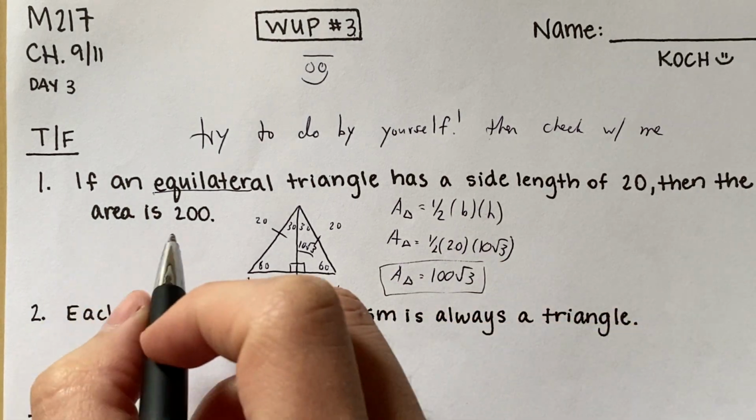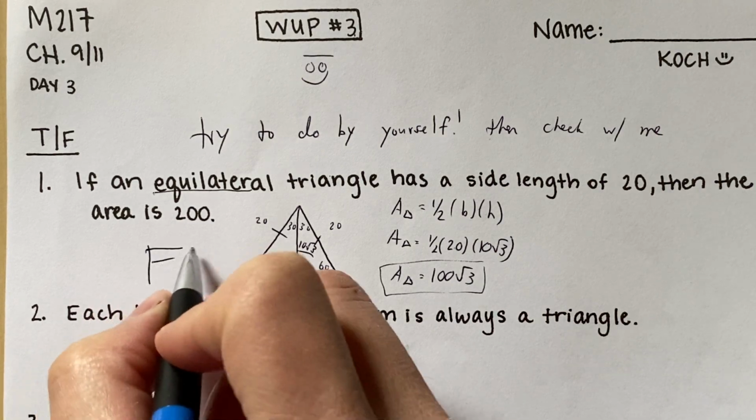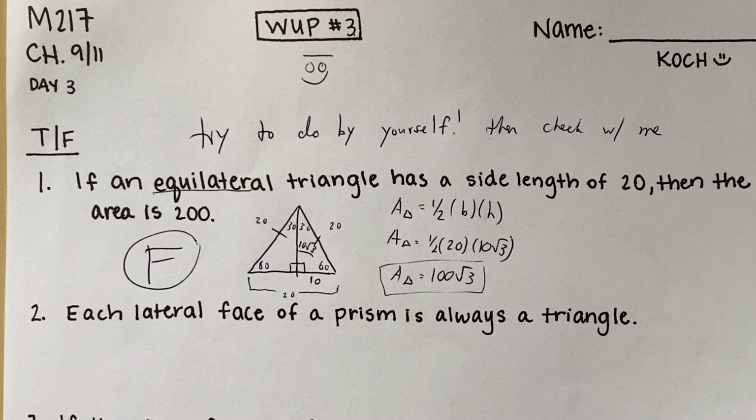So obviously, it's not 200. This is false. All right? Donezo.